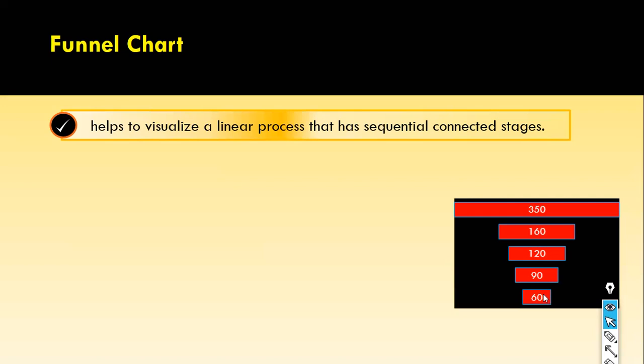When you look at this funnel chart, it can help you understand in various stages how many customers drop, and what action we can take. You will get to know about this. It helps us visualize a linear process that has sequential connected stages.